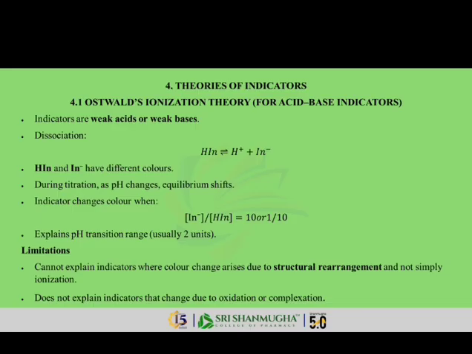Limitations of Ostwald's ionization theory. It cannot explain indicators where the color change arises due to structural rearrangement and not simply ionization. It does not explain indicators that change due to oxidation or complexation.